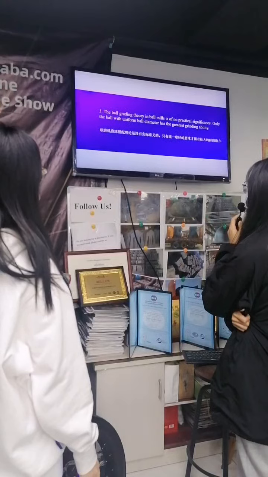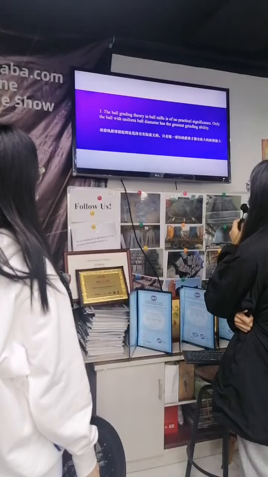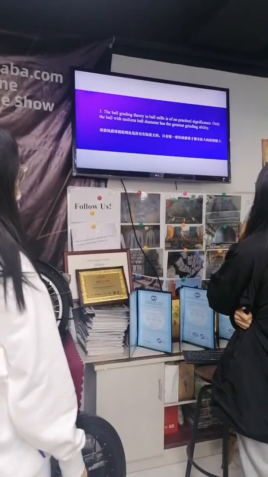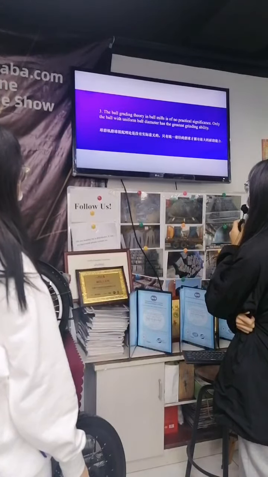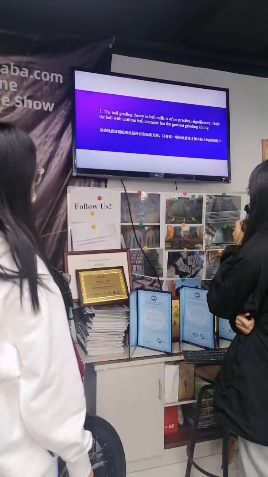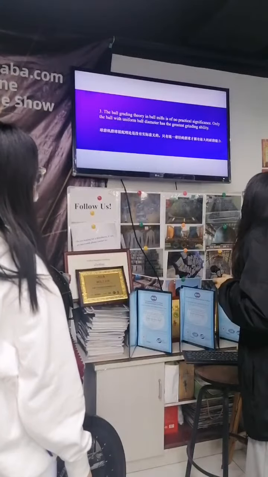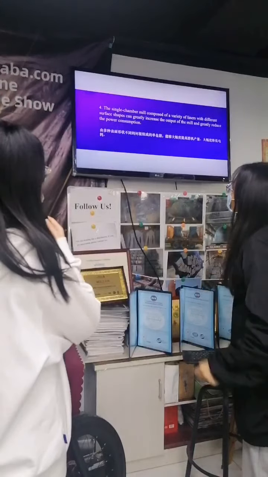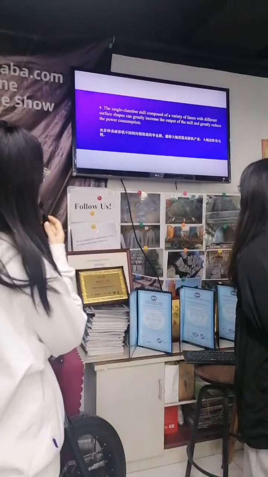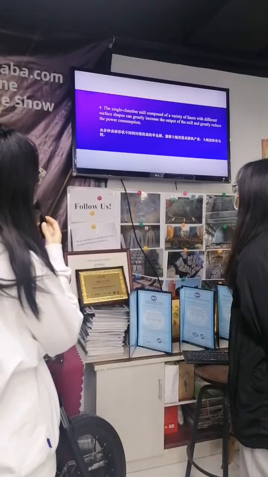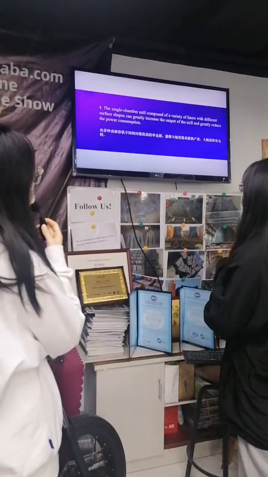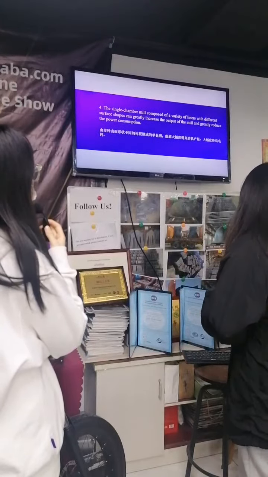Number 3. The grinding media grading in the mill is of no practical significance. Only the ball with uniform ball diameter has the greatest grinding ability. The single-chamber mill composed of a variety of liners with different surface shapes can greatly increase the output of the mill and greatly reduce the power consumption.